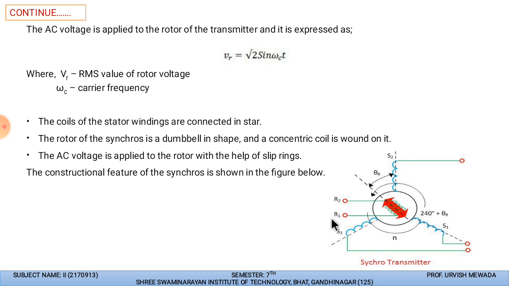R1 and R2 are the two terminals of the rotor field winding. S1, S2 and S3 are the three coils of the stator, and these three are the terminals at which we get the output of the synchro transmitter.